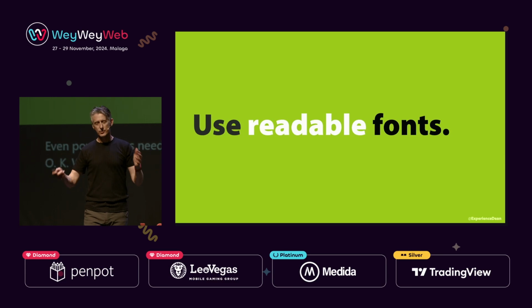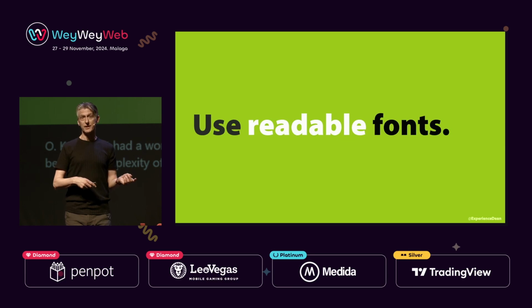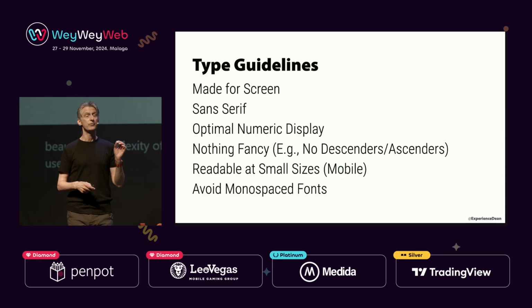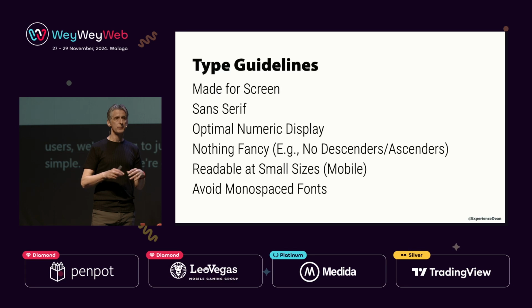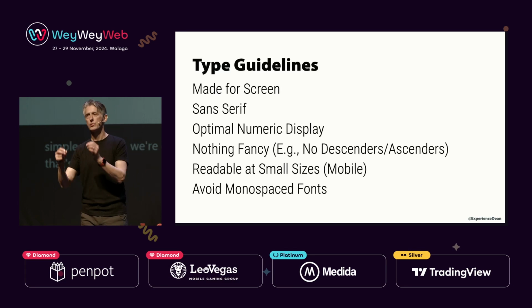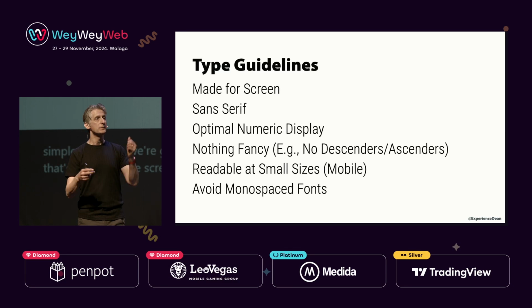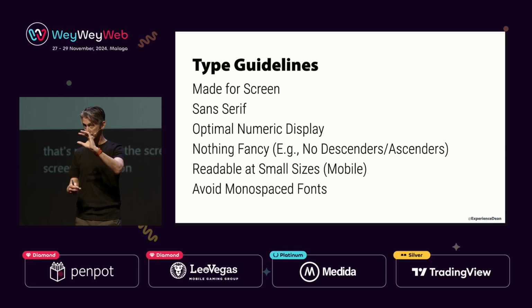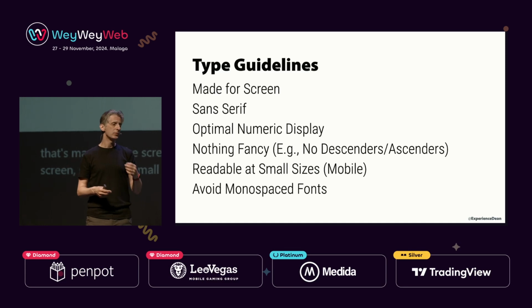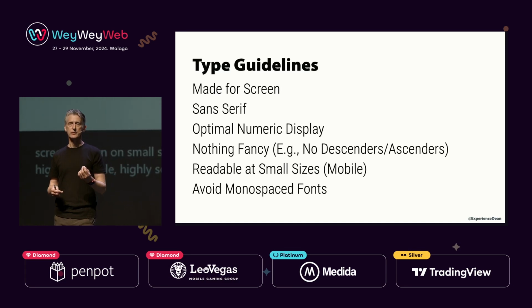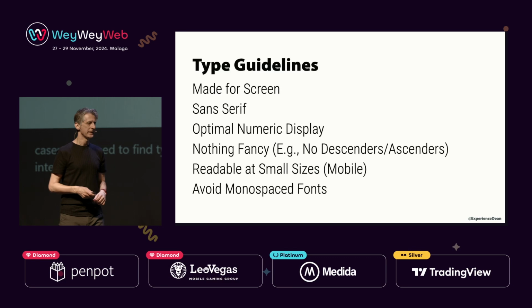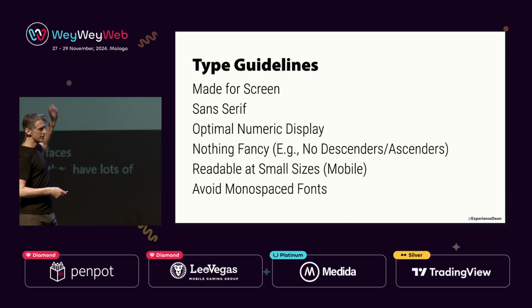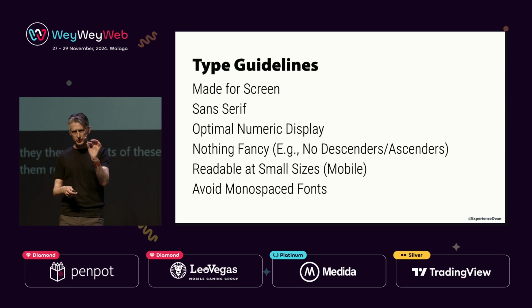Okay, we just had a wonderful, wonderful presentation on the beautiful complexity of type. Now I'm going to say for our complex users, we're going to just follow a very simple rule for them. Very simple, all right? We're going to use type that's made for the screen, that is specifically made to be shown on small screens, to be highly readable, highly scannable. In these cases, you need to find type that exactly was made for complex interfaces. They have lots of these different qualities, right? You can read them really small, good numbers, all of it.